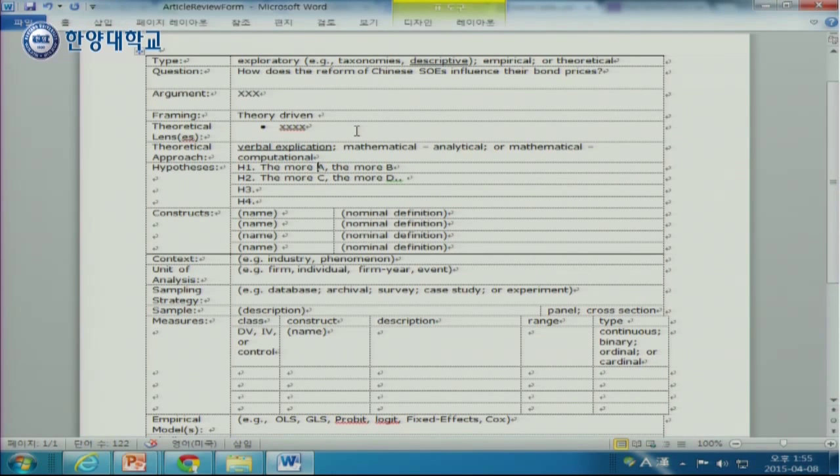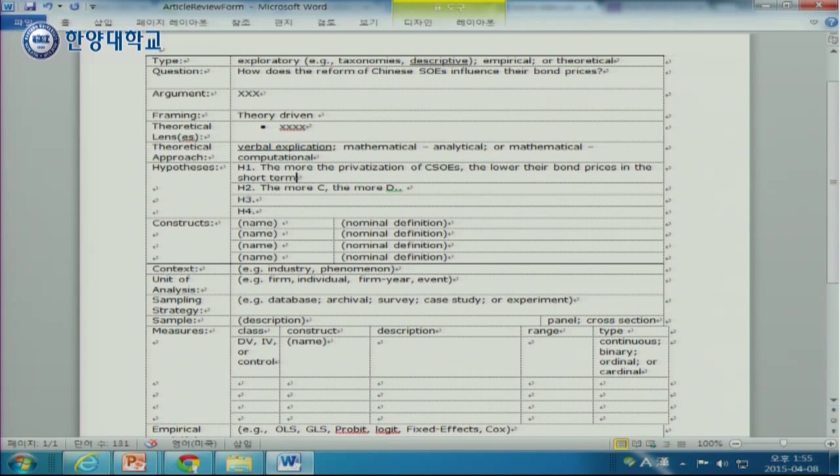There are a lot of ways of reforming Chinese SOEs. What are the examples? Privatization. The more the privatization of Chinese SOEs, the lower their bond prices. Something like this? Yeah, that's the problem, because they have multiple coupons, so you need a common measure.